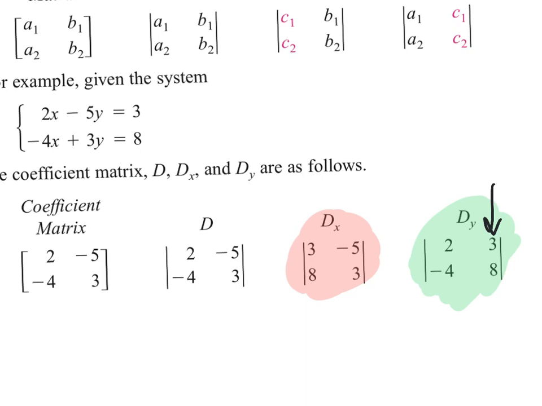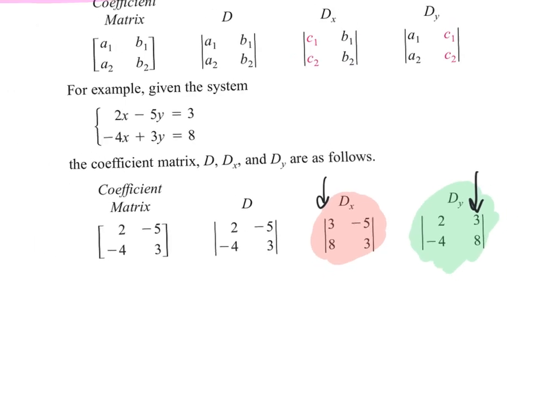So whatever you're looking for, guys, I'm looking for D sub y, so I put the answers in the y column. In the D sub x, I put the answers in the x column. Does that make sense? Why? Because that's how you solve the equation. If I was solving for x, I would eliminate the y's, right? So I put the answers in there. You'll see why this works out. It's just a pattern.